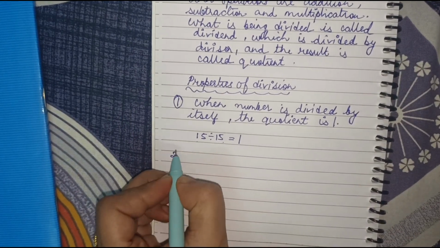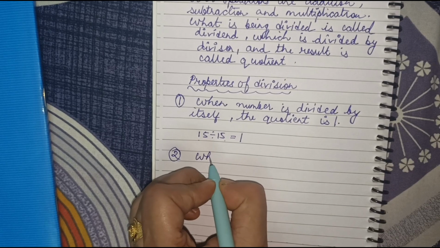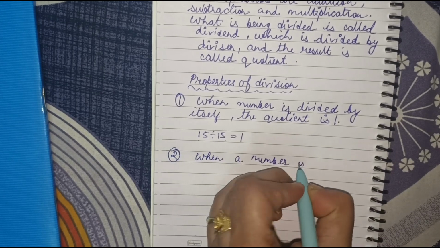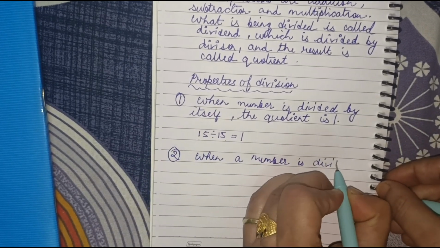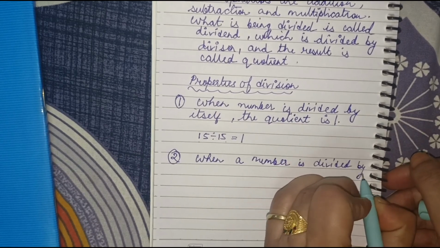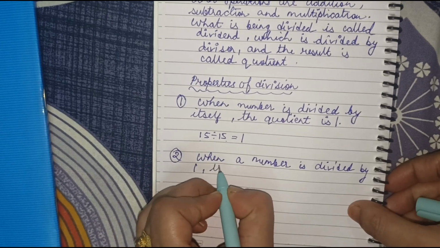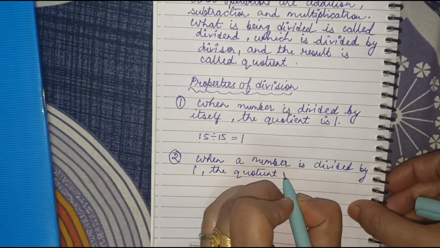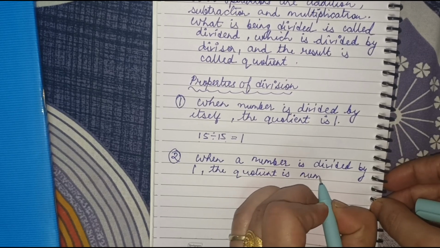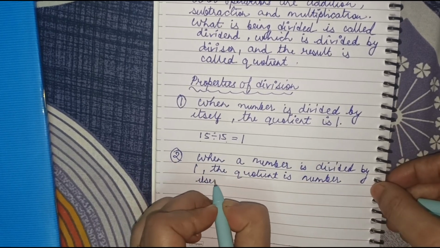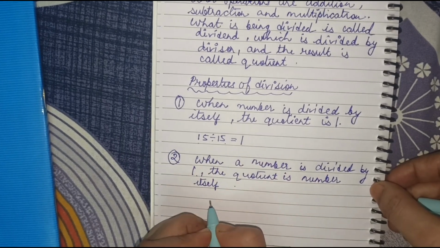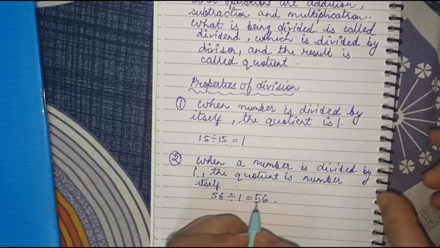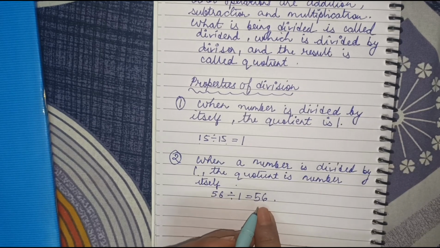Now again, the other property is when a number is divided by 1, the quotient is the number itself. For example, if you divide 56 by 1, the answer will be 56 itself. That means the quotient is the number itself.